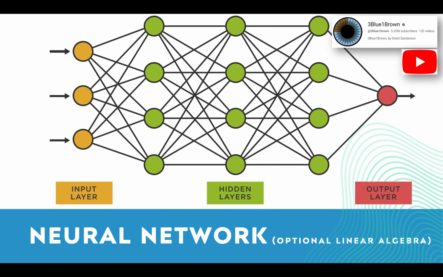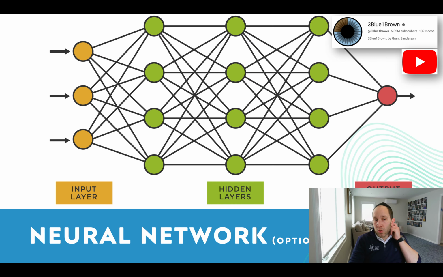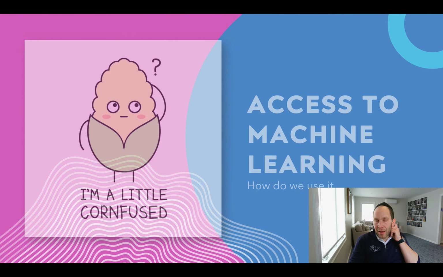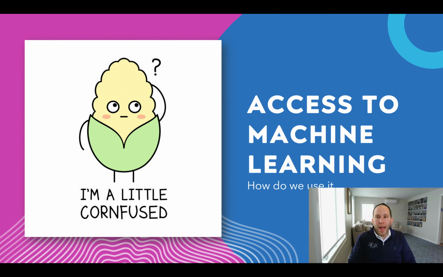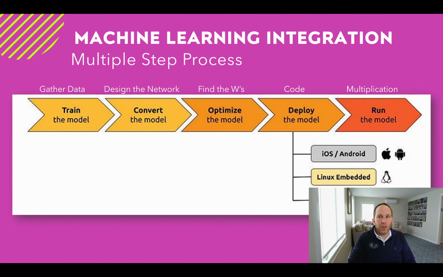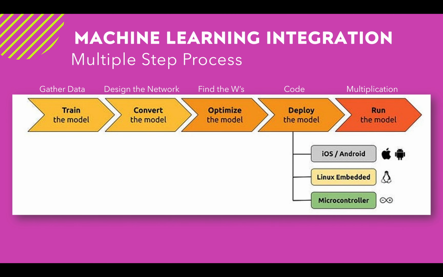So now let's talk a little bit about our last topic we're going to discuss today. How do we access machine learning? Where do we use it? Could we use it? Who gets to use it? So it's not so simple. There's a lot of steps to machine learning.